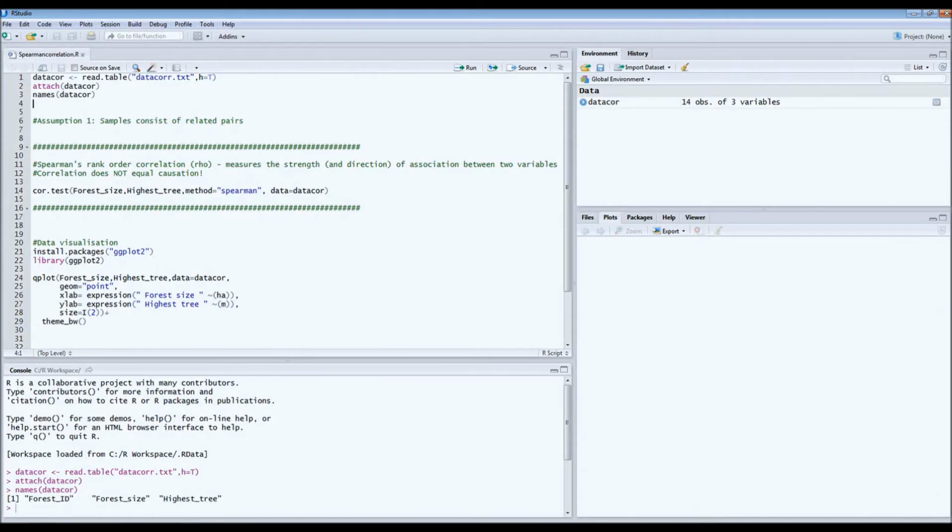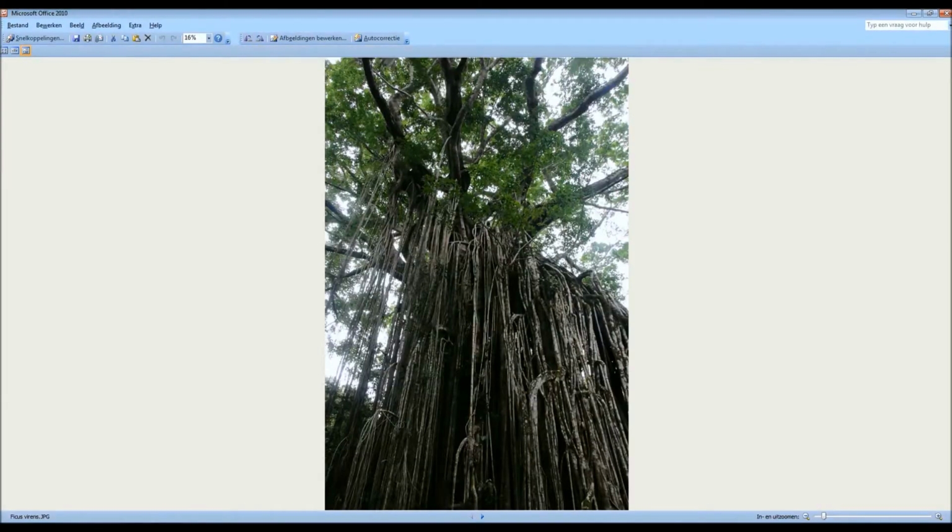So first of all, let's take a look at our data set and let's look at an example. This is a strangler ficus tree, Ficus virens. This is a tree that grows in northeastern Australia. It's quite a big tree, and what we wanted to know was if the size of the tree in height corresponds with the size of the remaining patch of forest. So we looked at forest patches, we measured the size of the forest patch in hectares, and then we looked for the highest ficus tree. We measured the height of the highest ficus tree, and we wanted to know if there's some sort of relationship.